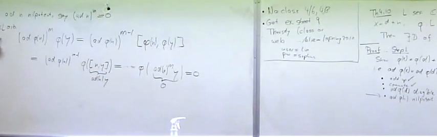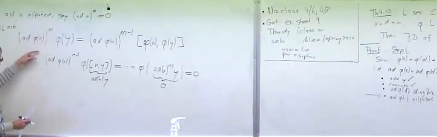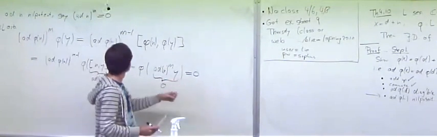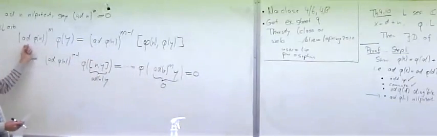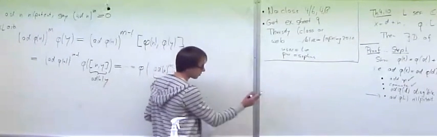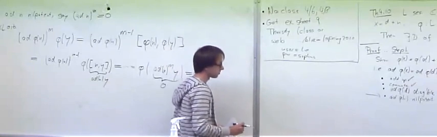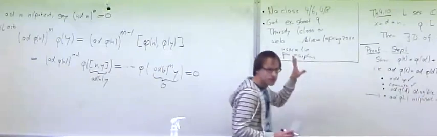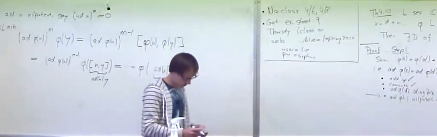So we picked an arbitrary test vector here and showed that this operator evaluated on this test vector vanishes. So indeed ad phi of N to the m is 0. So ad phi of N is nilpotent. So we finished this step here.